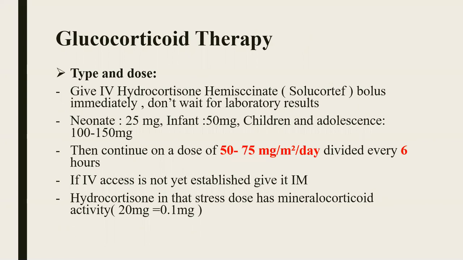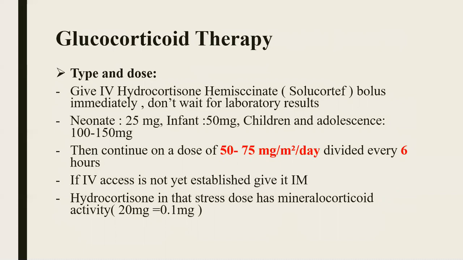Regarding glucocorticoid therapy, the patient should be given IV hydrocortisone as a stress dose immediately as the patient presents to the ER. So in neonates, the stress dose is 25 milligram, in infants it's 50 milligrams, in children and adolescents 100 to 150 milligrams. Then the patient should be put on a dose of 50 to 75 milligram per meter square per day, divided every 6 hours, like into 4 doses.